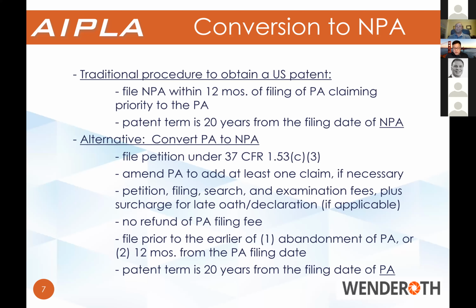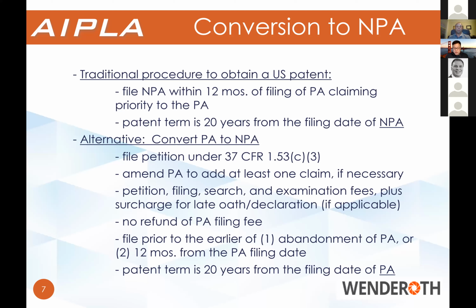So that's the only situation I can really think of where you would want to do this conversion, because as I'll show you here, when you do the conversion, you have to file a petition. You have to file an amendment, of course, to add a claim if you don't have one already. But then you need to pay a petition fee, the filing fee, the search fee, and the examination fees, plus any surcharge for a late oath or declaration. And the provisional filing fee is not refunded. So you're paying a lot more money for this conversion.